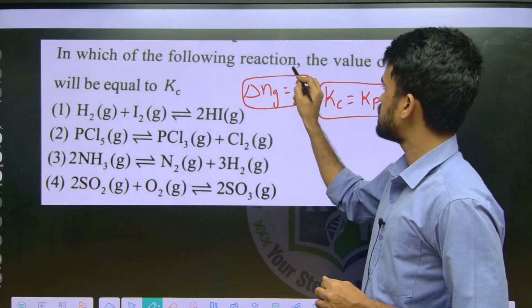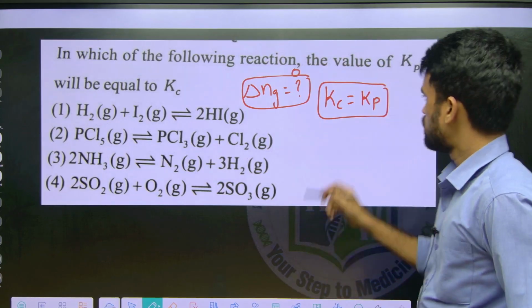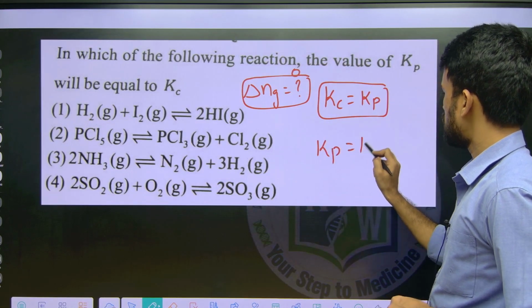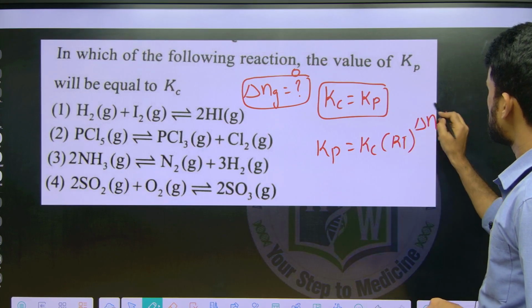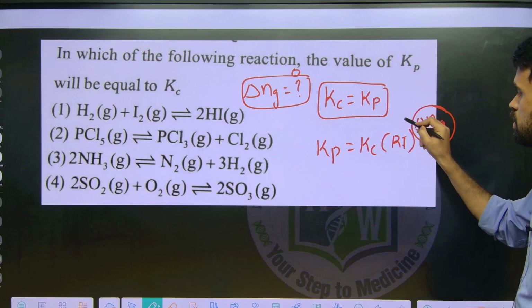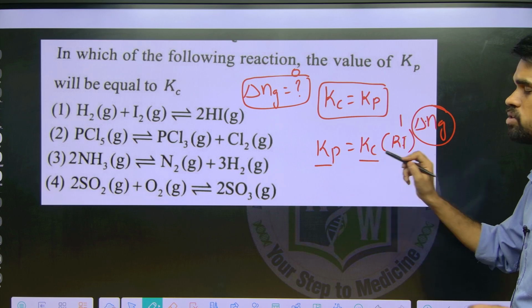Then if delta Ng is 0, then Kp is equal to Kc RT power delta Ng, is there, na. If this number is 0, then something power 0 becomes 1. That means Kp equals Kc.